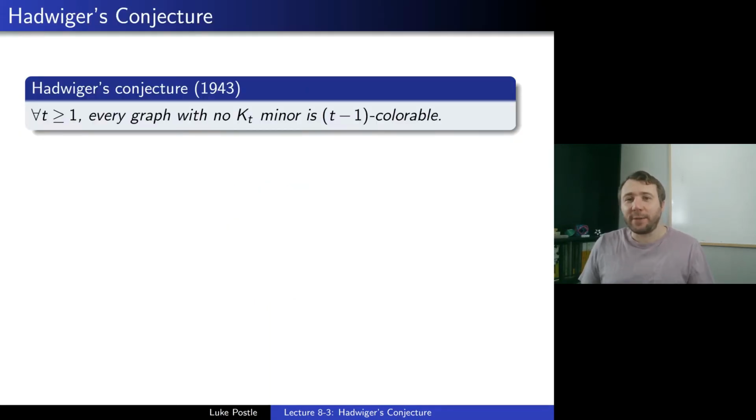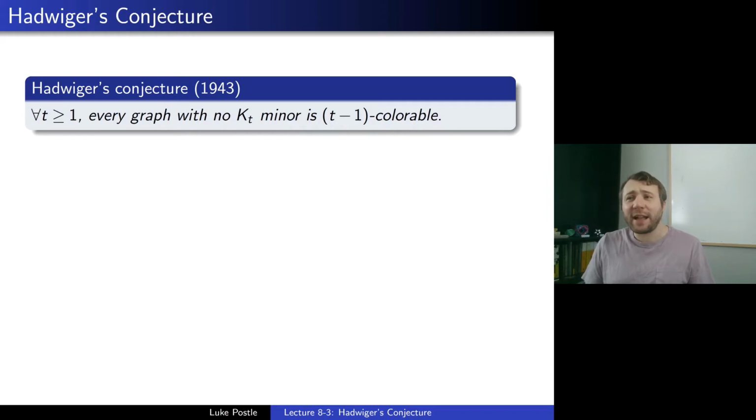So what is Hadwiger's conjecture? Well, in 1943, Hadwiger conjectured that for every t at least 1, every graph with no K_t minor is (t minus 1)-colorable. So what is this conjecture saying? Well, it relates two fundamental concepts which we've already studied in this class in graph theory, namely minors and coloring.